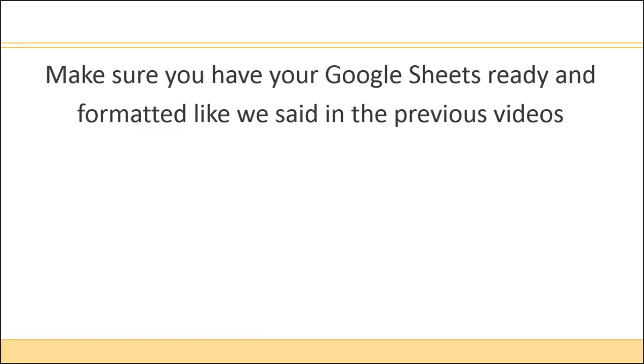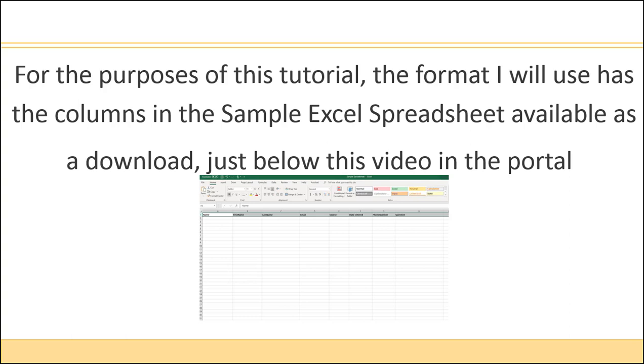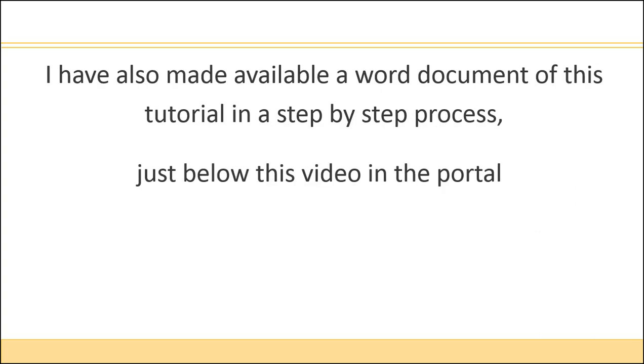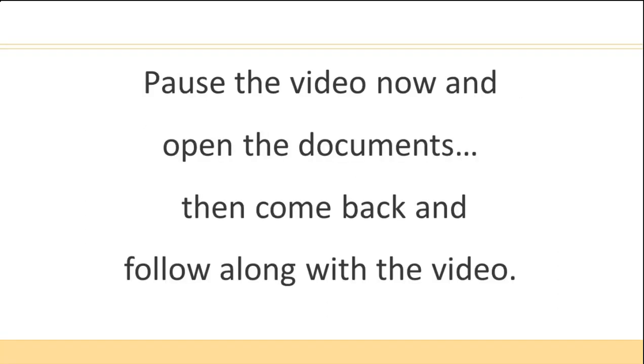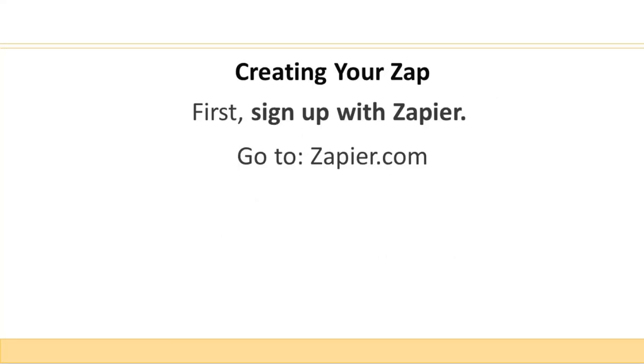Now I want to make sure you have the Google Sheets ready and formatted like we said in the previous video. For the purpose of this tutorial, the format I will use has the columns in the sample Excel spreadsheet that's available as a download just below this video in the portal. I've also made available a Word document of this tutorial in a step-by-step process just below in this portal as well. And you'll want to open this up and follow along in the video. So pause the video now and open up these 2 documents. And then we're going to create your Zap.